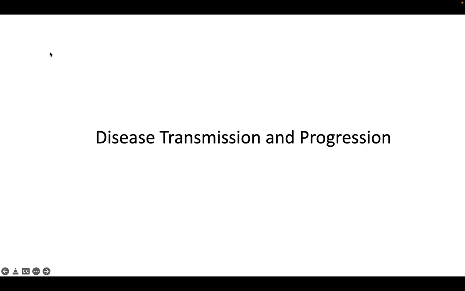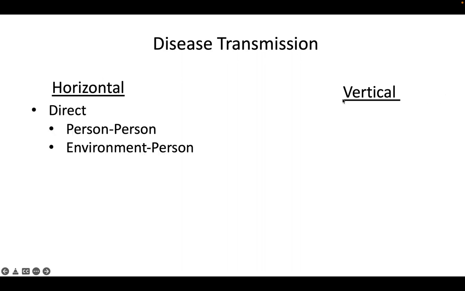This video is going to cover just some of the basic concepts in disease transmission and disease progression at an individual and population level, just with an epidemiological lens rather than a pathology lens. So just a basic differentiation in how disease can be passed from one person to another is horizontal or vertical.